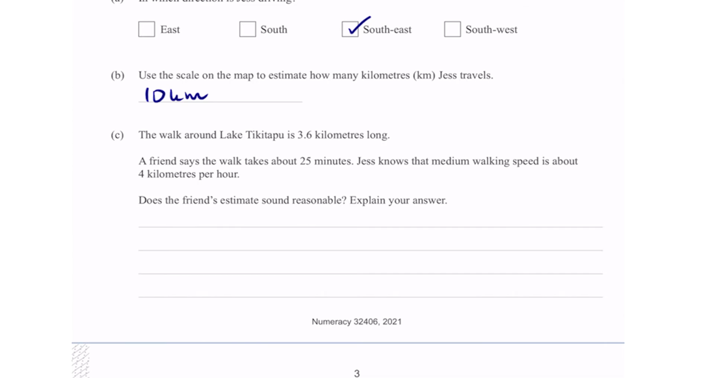All right, let's take a look at part C. The walk around Lake Tikitapu is 3.6 kilometers long. A friend says that the walk takes about 25 minutes. Jess knows that the median walking speed is about 4 kilometers per hour. Does the friend's estimate sound reasonable? Explain your answer.